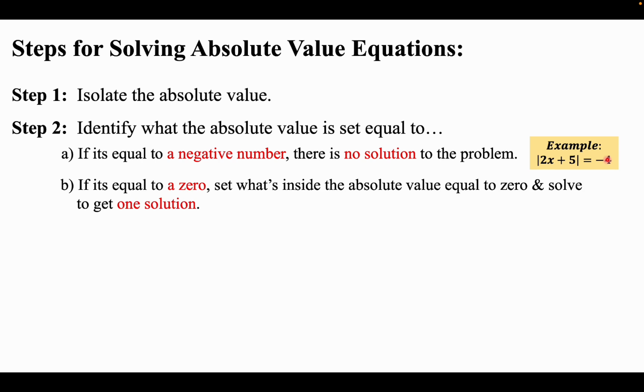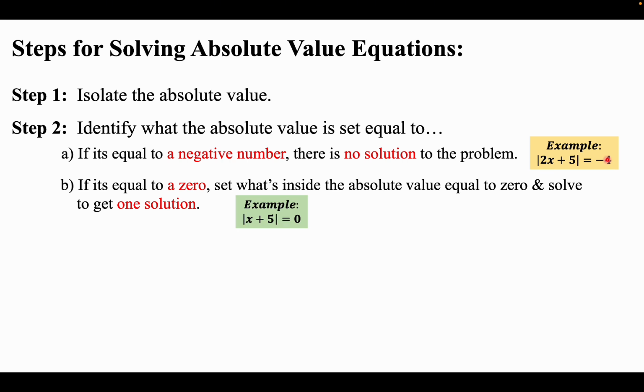Now, part B is, what if it's equal to 0? Well, if it's equal to 0, it has a solution. What you do is you take the stuff inside the absolute value and you set it equal to 0 and then solve for the variable. Let's look at an example.